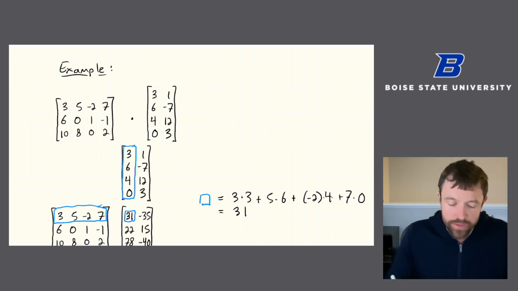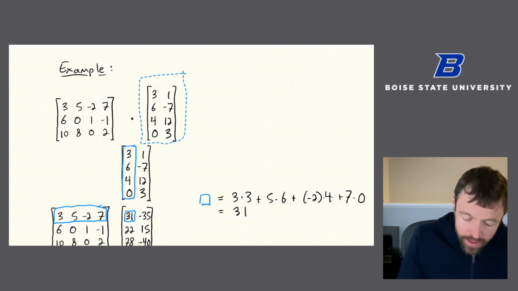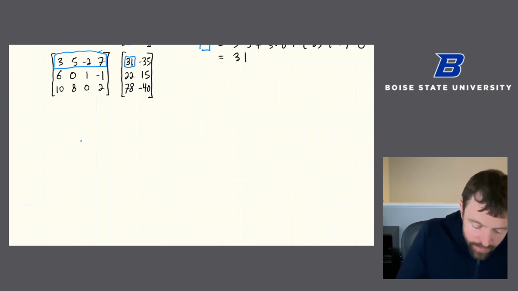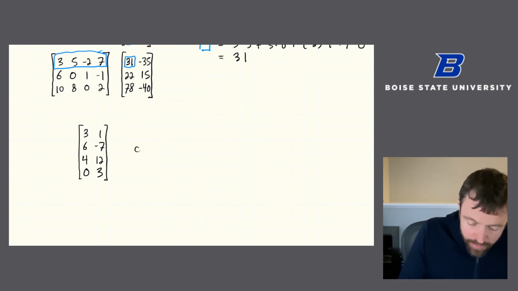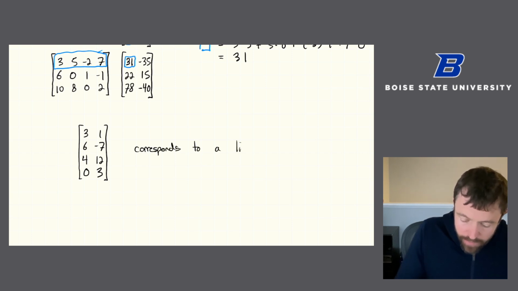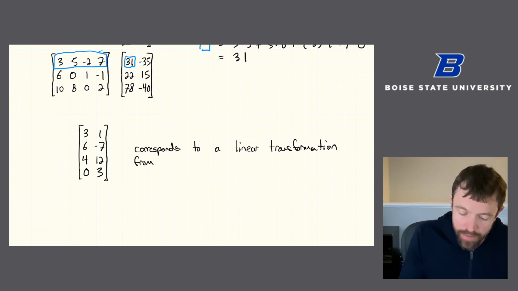And just really quickly, if we look at the two matrices that we're working with here, this matrix corresponds to a linear transformation from, well, the dimension of the input is the number of columns, so from R2, and the output is the number of rows.